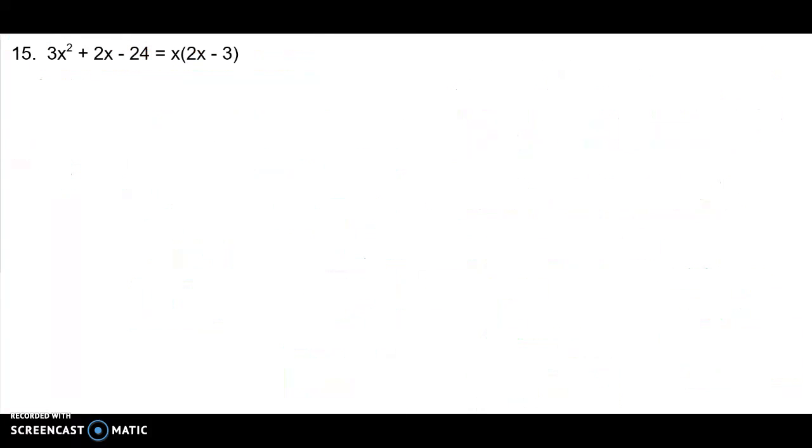All right, question 15. Now, right away, we can see this question is going to be just a little bit harder because it's not in standard form to start. So our first obstacle is to get this equation in standard form. On the right side of the equation, we need to distribute that x into the parentheses. I'm going to copy down the left side.